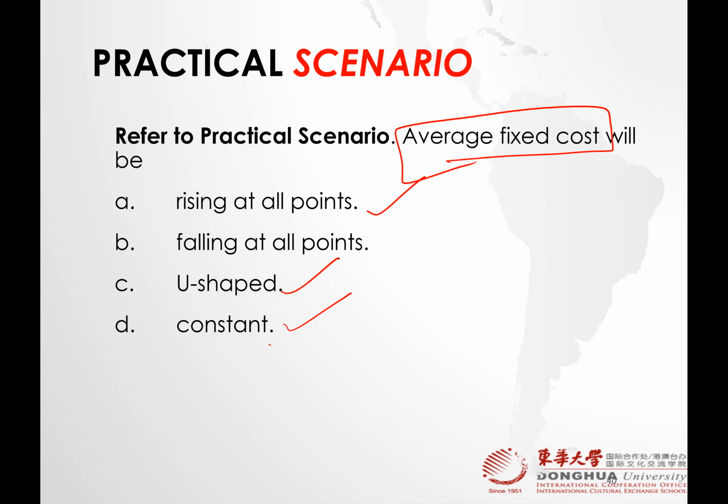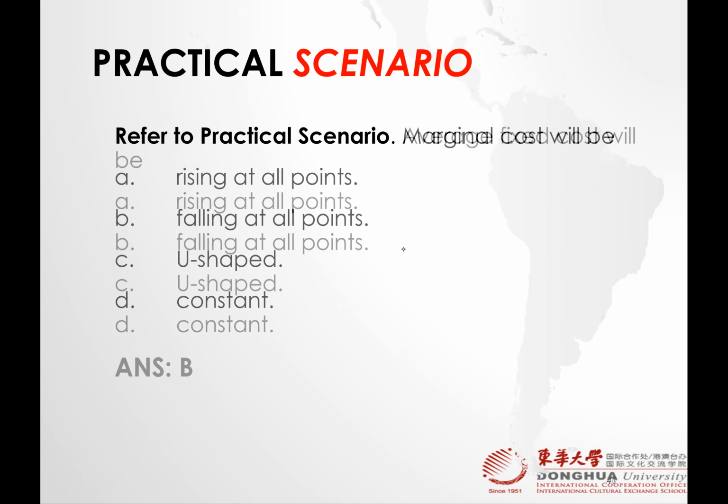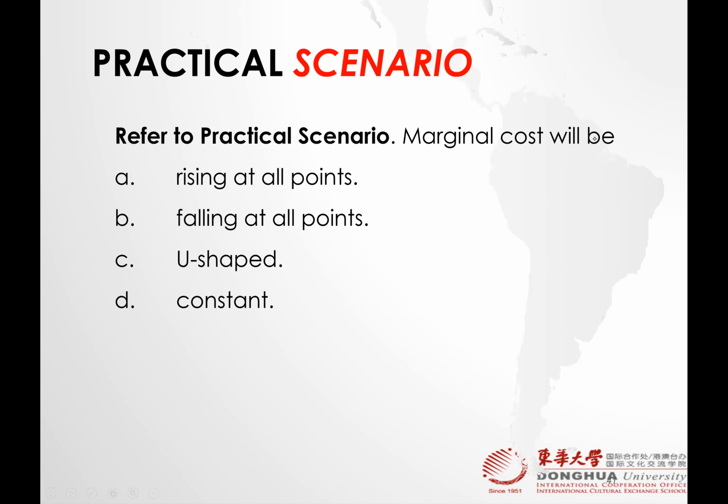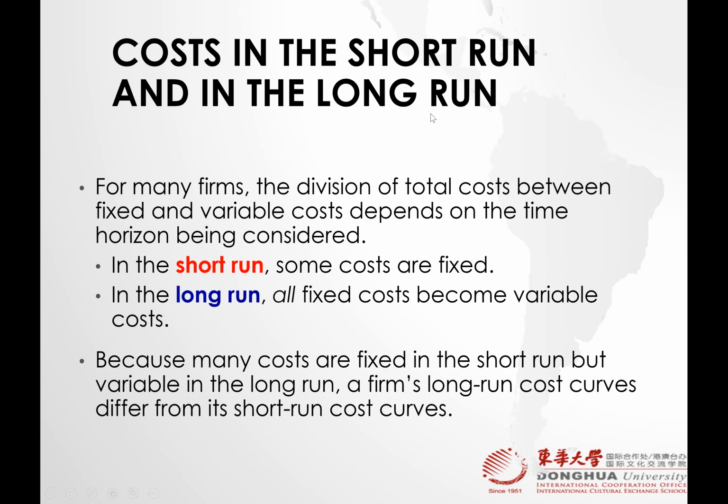If it's U-shaped, constant, or rising, the answer would be different. And now marginal cost would be? A. Rising. Is it obvious? It is obvious because its shape is like this. A little bit hockey-stick type here, but it's always increasing. Well done.